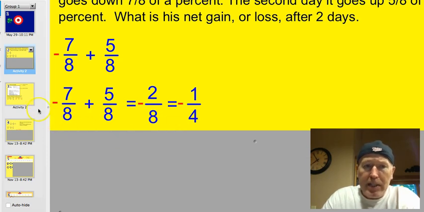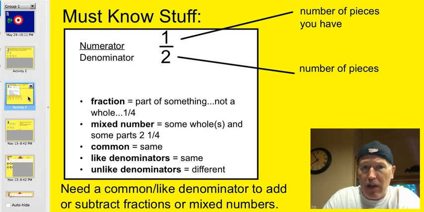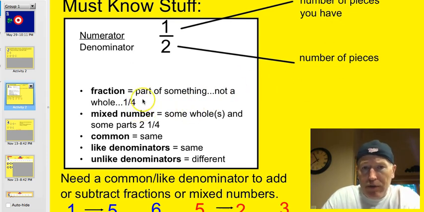All right, let's take a look at some just must-know stuff. You got to know the numerator and the denominator, and that the numerator is the number of pieces you have, and the denominator is the number of pieces in a whole. So this is what you have, and this is the number of pieces in total. Know that a fraction is part of something. It's not whole. 1/4, you have 1/4 of a pie. A mixed number means that there are some wholes and some parts. You have 2 whole pies and 1/4 of another pie. Mixed numbers, wholes and fractions.